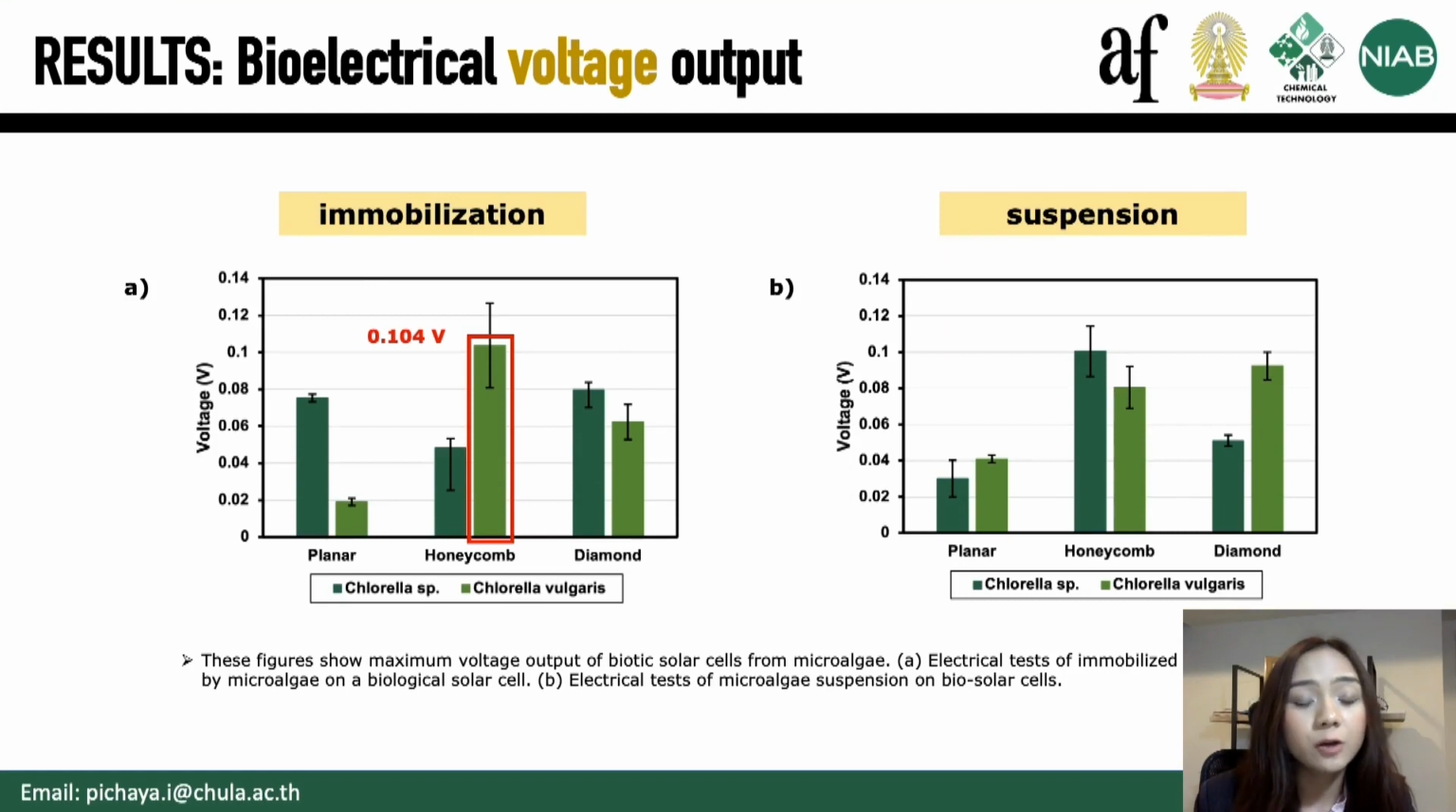For the voltage output, we achieved the highest voltage output from the immobilization system of Chlorella vulgaris with the honeycomb structures. The highest voltage output was 0.104 volt.